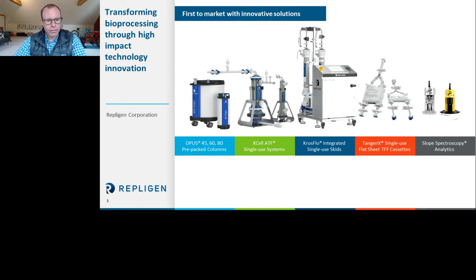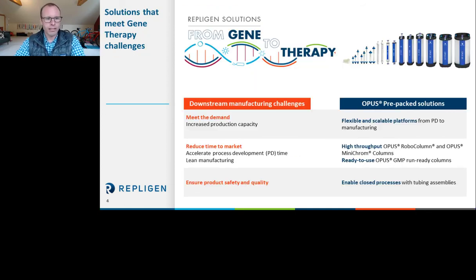At Repligen, we focus on bringing new technologies to market, which meet specific needs, typically unmet needs in the industry. Some of those examples are up here on the slide. And of course, my favorites are OPUS 45, 16, 80 centimeter columns, for example. These were first to market sizes for large scale purification of biologic drugs. Today, we're focused on gene therapy with this presentation.